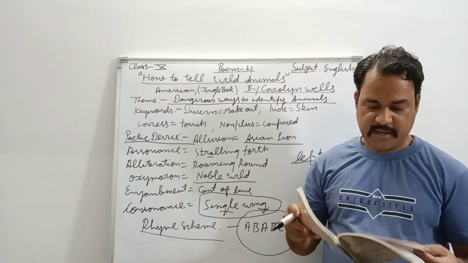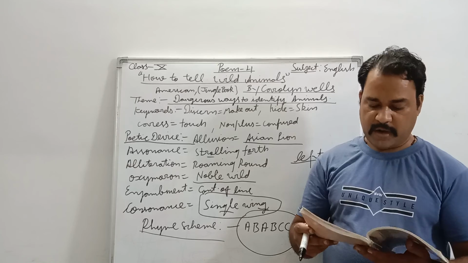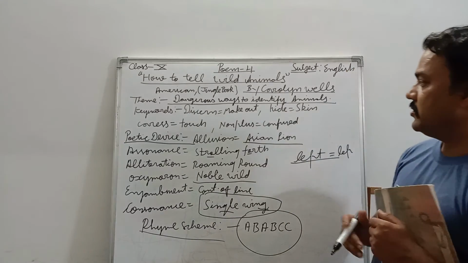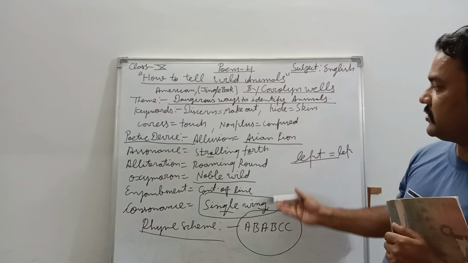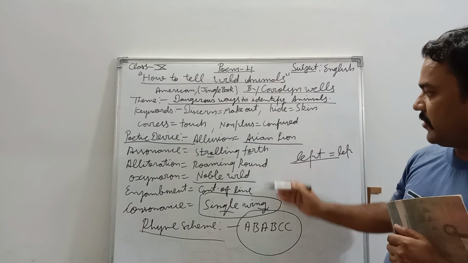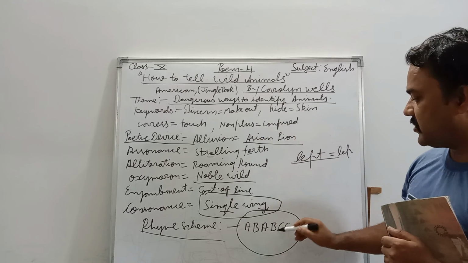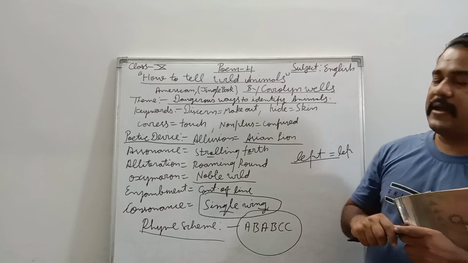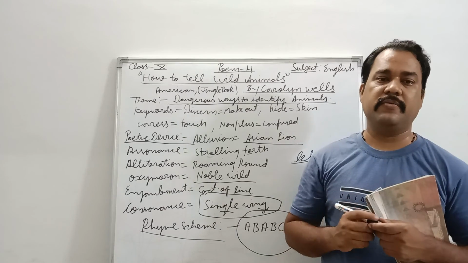I hope everybody has understood. If you have any doubt, you can discuss again with me. Okay, so once again you can go through this screen. You can see the poetic devices mentioned here, rhyming scheme ABABCC. The theme is there for you, and the explanation I have done for you.